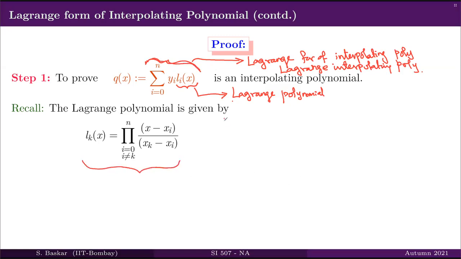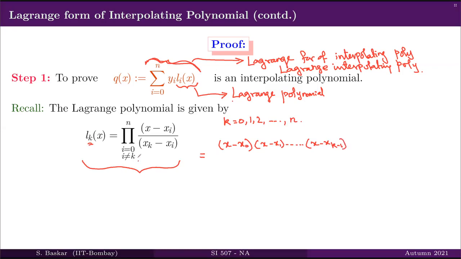For each k equal to 0, 1, 2 up to n, you take one fixed k among these numbers. By keeping that k fixed, you are writing this polynomial. How does it look? You see, x minus x naught, x minus x1, like that you keep on going, till x minus xk minus 1.